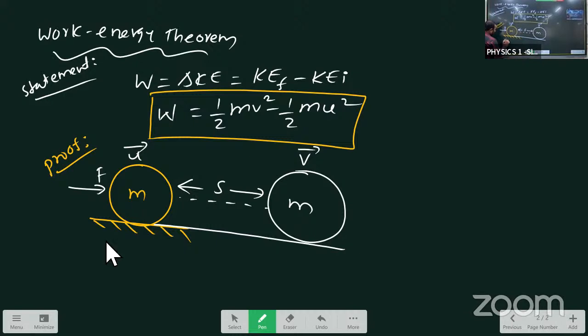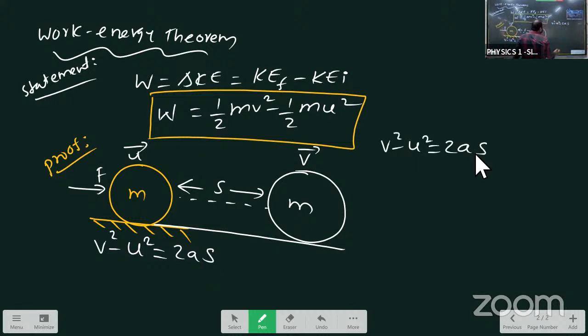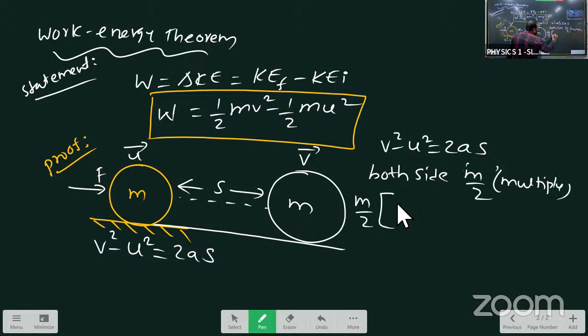We know very well the equation of motion: v square minus u square equals 2as. So I'm writing here v square minus u square equals 2as. Multiply both sides by m by 2. We are getting like this: left side m by 2, and right side also m by 2, 2as into m by 2.